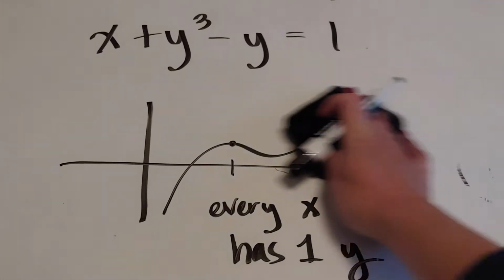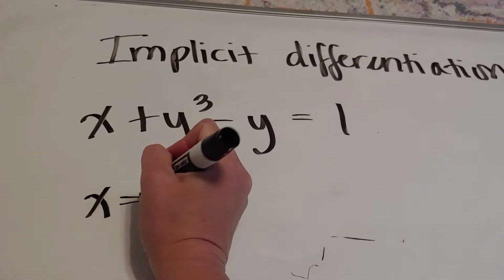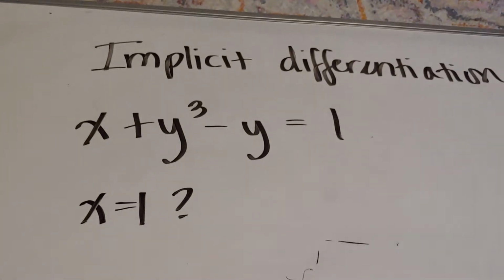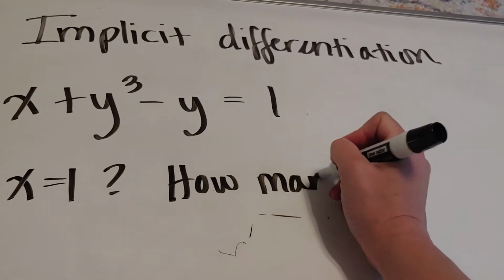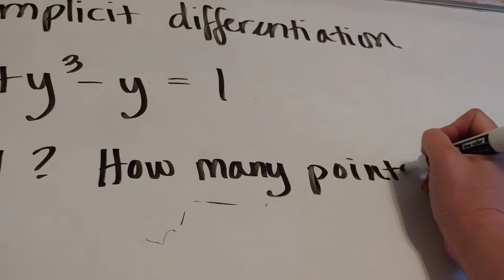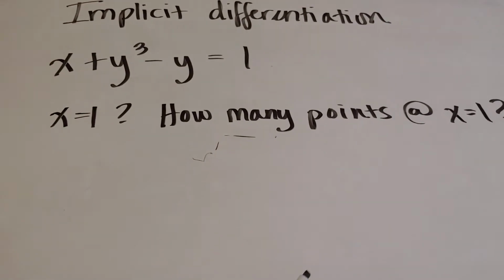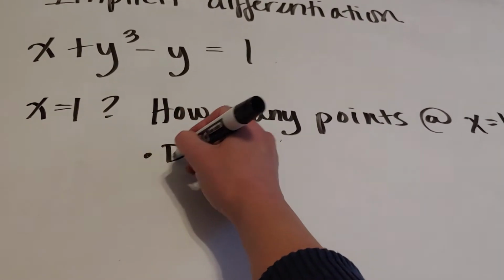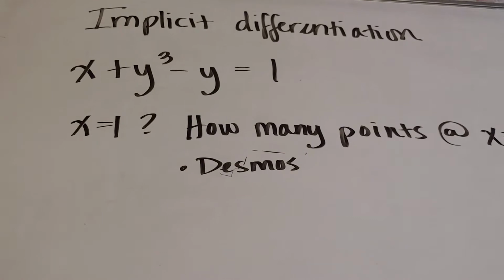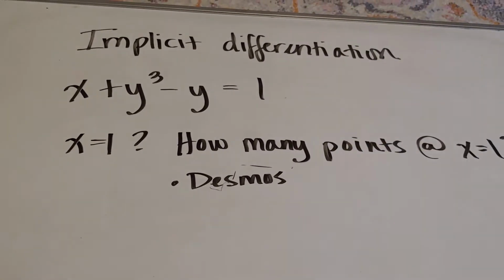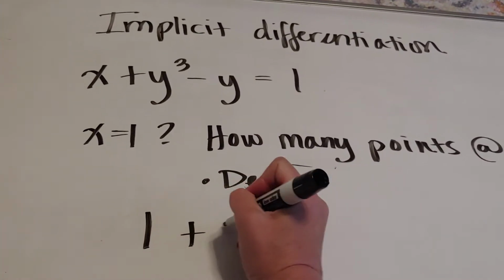Okay, so one of the things that we can do is that if we wanted to know, for example, when x equals 1, how many points are on this curve at x is 1. Well, there's two ways to answer this. One is that you could graph it in Desmos and see how many spots you see at x is 1. So I would find x is 1, go up and down and see how many points we have. The other way you could do it is just old school, plug x is 1 into this equation.